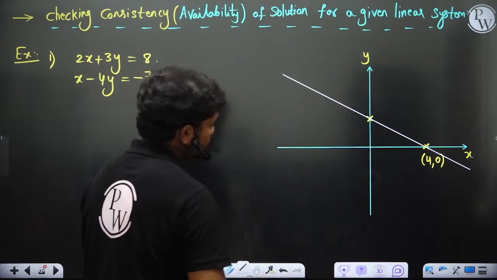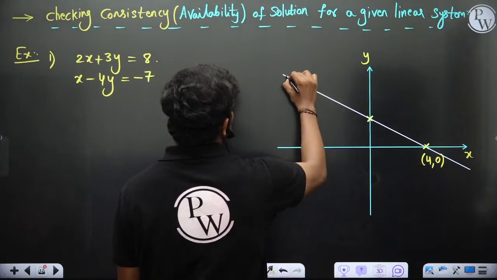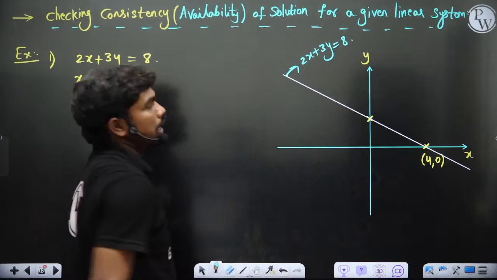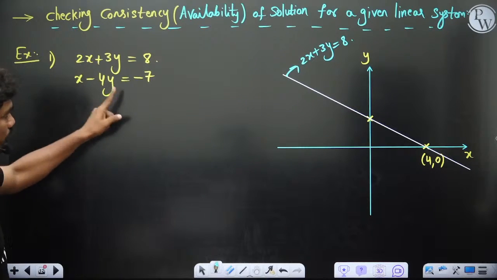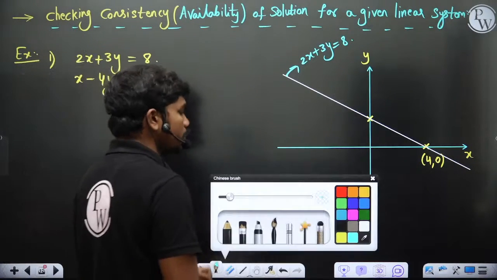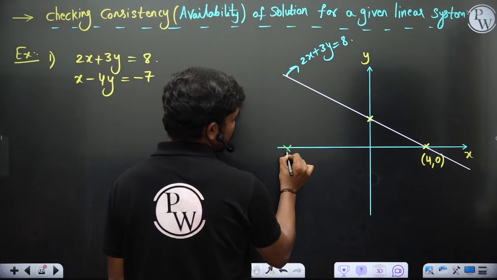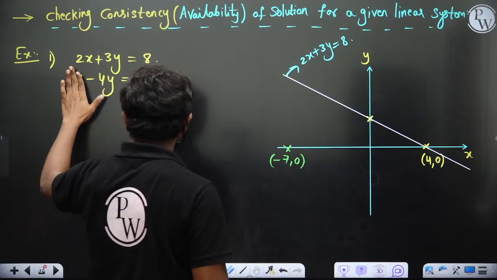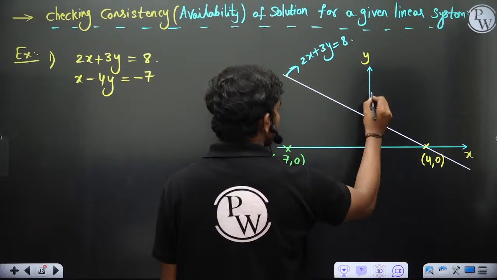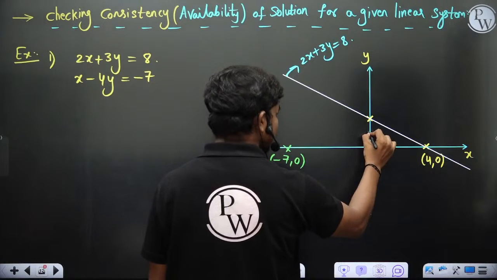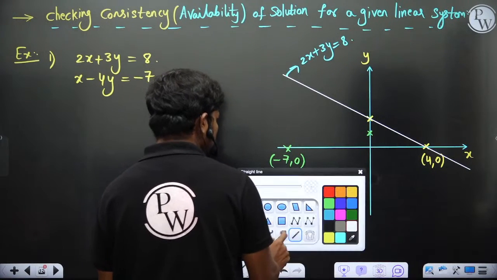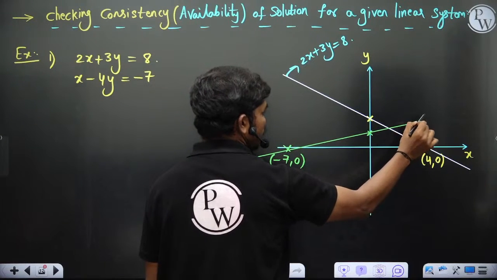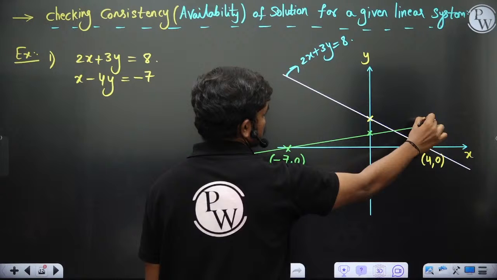This is the line you have, 2x plus 3y is equal to 8. Now coming to the second line, x minus 4y equal to minus 7. If you put y equal to 0, x equal to minus 7. Maybe I'm not drawing to scale, but this is minus 7 comma 0. If you put x equal to 0, y equal to 7 by 4, which is 1 point something. If you plot this, the line could take this form.